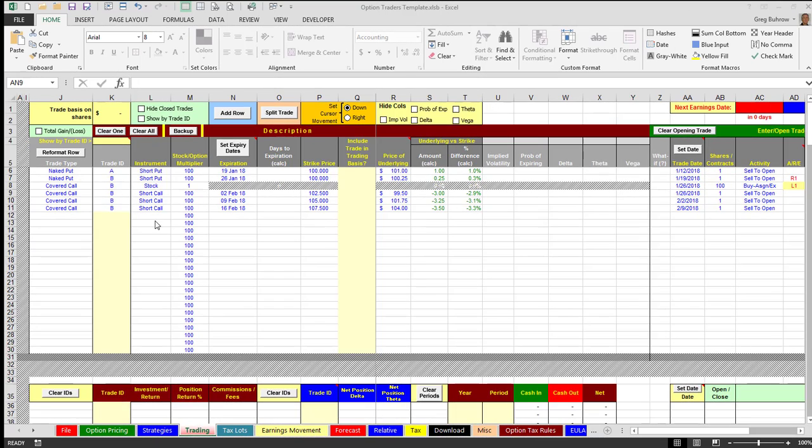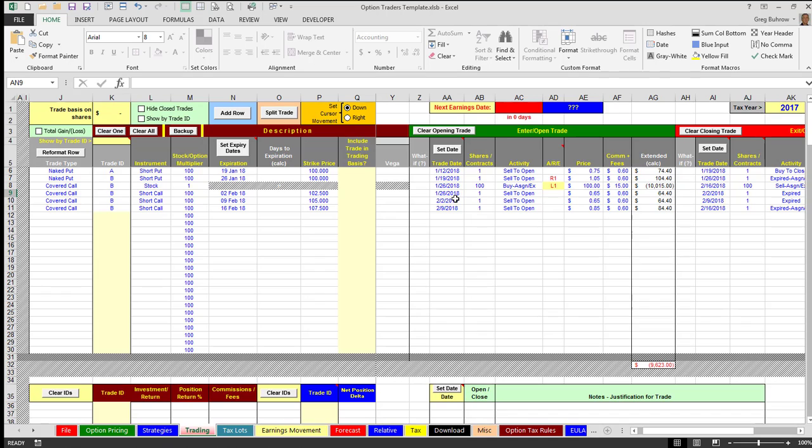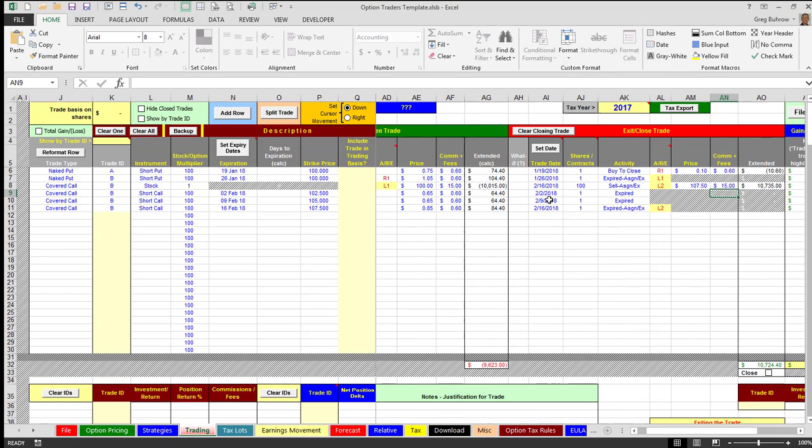So here I've added a few more trades, and they're in the form of a short call. So 3 short calls, and what I've done is each week I have placed these short calls at increasing strikes. And here's the price of the underlying. Again, I'm not inputting any Greeks because I'm actually making this trade up. So here are the opening trades across here. Here are the closing trades.